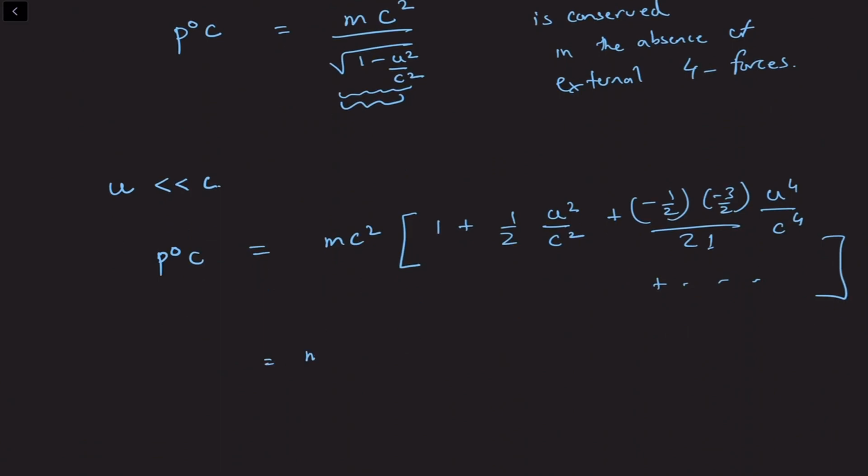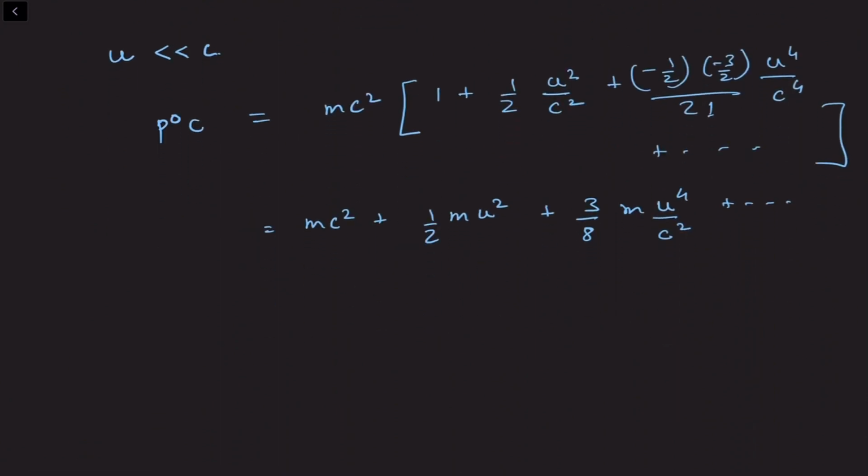So we can now write this as mc² plus ½ m u² plus 3/8 m u⁴ over c², and so on. If you look at this first leading order correction to P0c just being mc², this looks like your kinetic energy in Newton's theory.